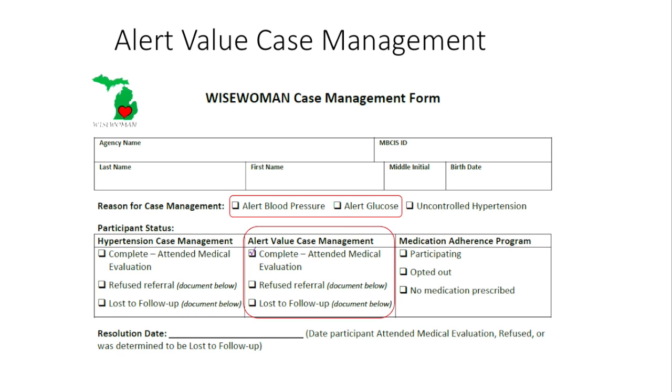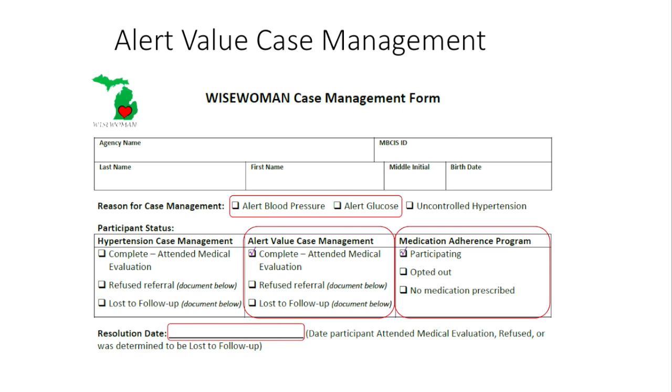Again, we would like ideally for it to be complete, that she attends the medical evaluation, but you also have the options of refused referral or loss to follow-up, just like you did in the hypertension case management. We will also be using the medication adherence program box, and hopefully she will want to participate if she's having issues with her blood pressure or glucose, but she may also opt out, or in some rare cases, the provider may not prescribe medication.